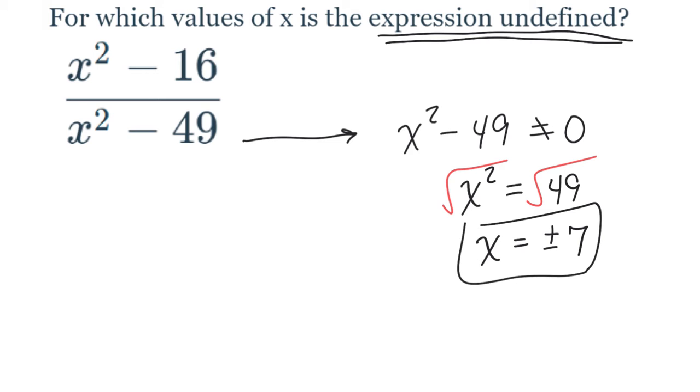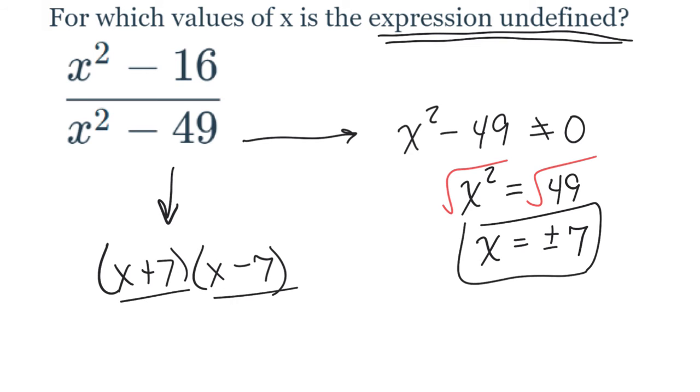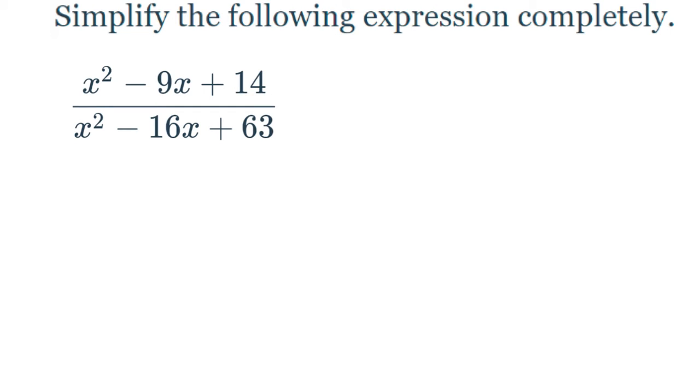We could have also done this by factoring. Remember, our factors of 49 that become 0 would be positive and negative 7. And then we go from there. And again, we see this would equal 0, and so would this. So we've got to make sure that we do not have a denominator of 0. And then we're going to continue to look at just simplifying these expressions.